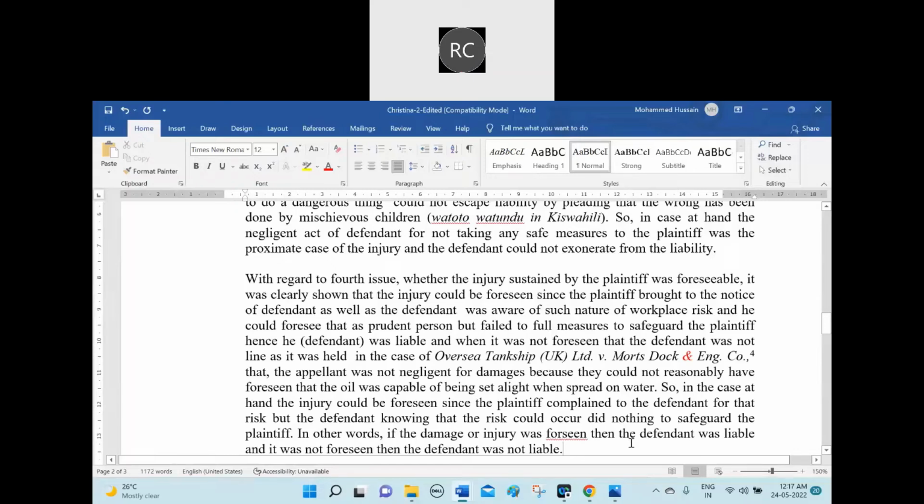F-O-R-S-E-E-N. I say, what is the missing letter in that? It is a wrong spelling. Letter E. After R, there must be E. After R, there should be E, sir. You have to say foreseen.